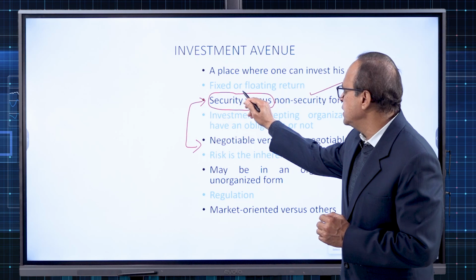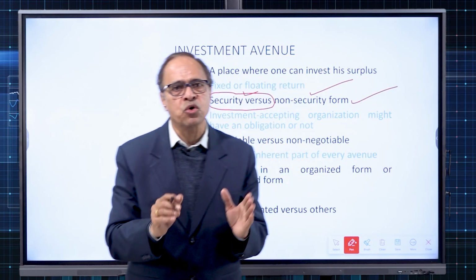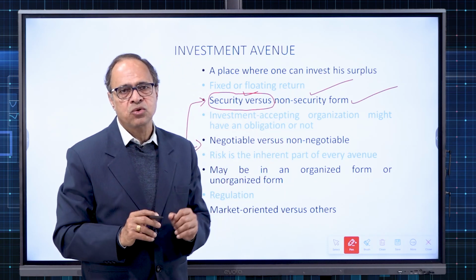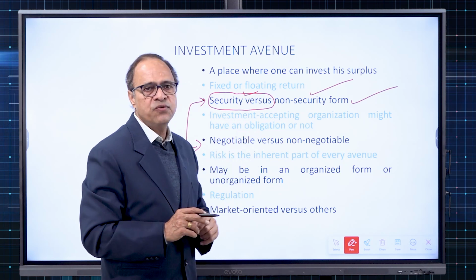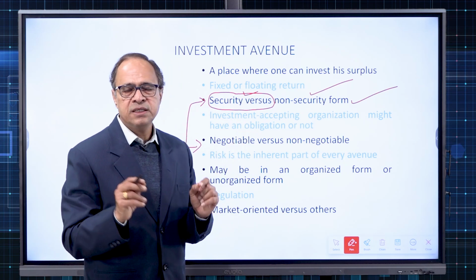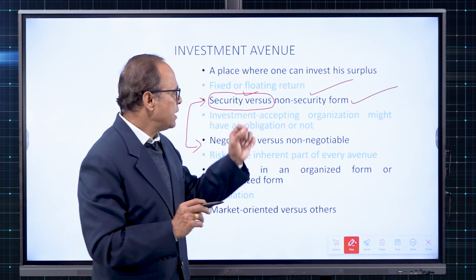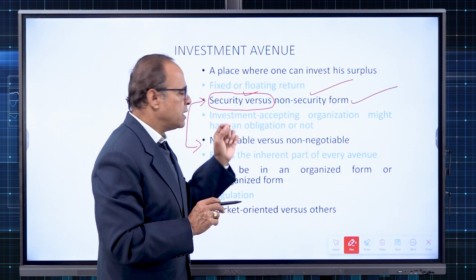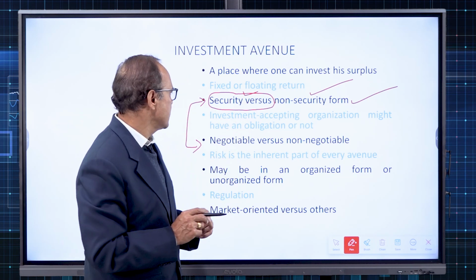Security form of investment are popularly sellable in the stock market, whereas non-security form are not sellable in the stock market. However, there are some non-security form of instruments which are negotiable also. Like certain mutual fund schemes you buy today, they are non-security form and these are negotiable as well. So that kind of differentiation is there.